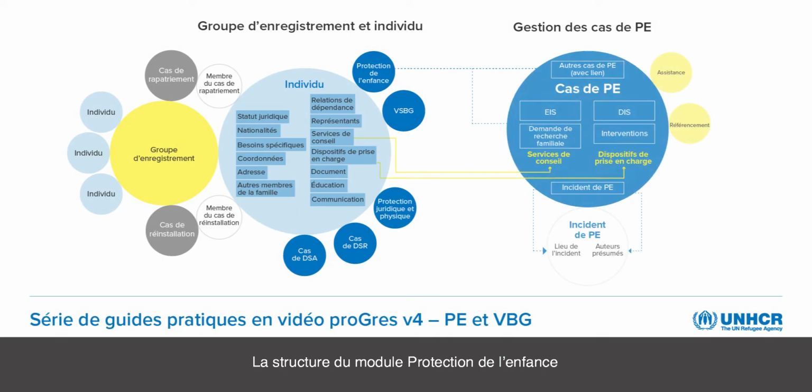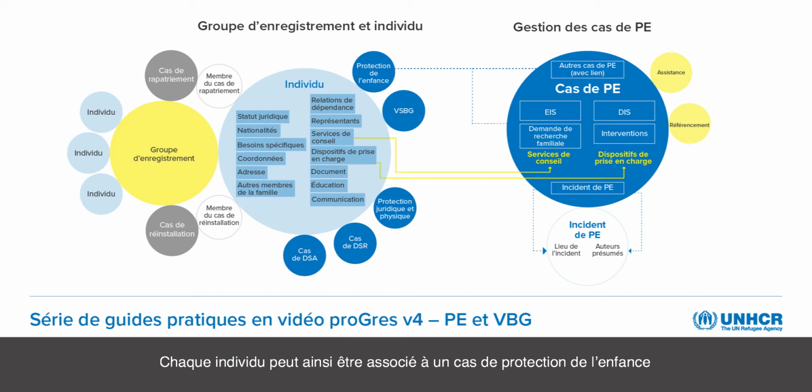The structure of the child protection module is similar to that of the SGBV module. On the left, you will see that it's the same connection to the individual, that it also sits alongside the individual so that each individual can have a child protection case if they meet the criteria, as well as if they meet the needs. The child protection case includes different entities to those of the SGBV case.